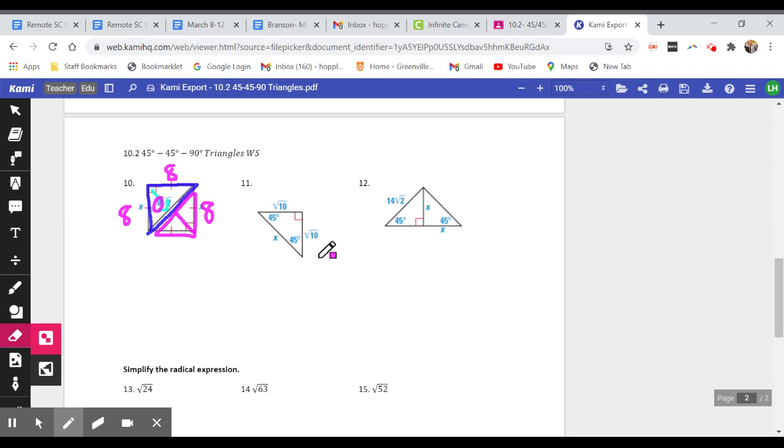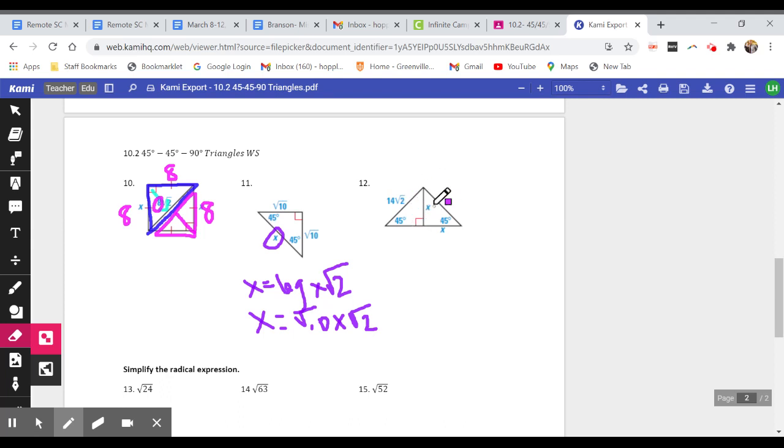Looking at number 11, we're looking for the hypotenuse, and I know that a leg is root 10. So remember, the hypotenuse is equal to, so x equals, a leg times root 2. So my leg, x equals root 10 times root 2. From here, you should be able to figure it out. Remember, we multiply the numbers under the roots, and then you need to simplify.